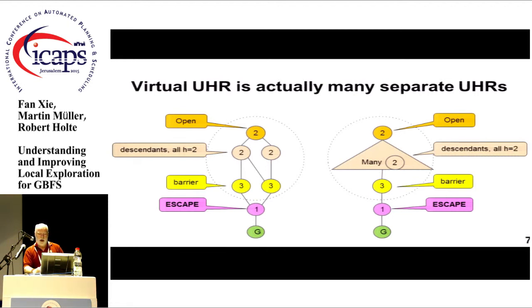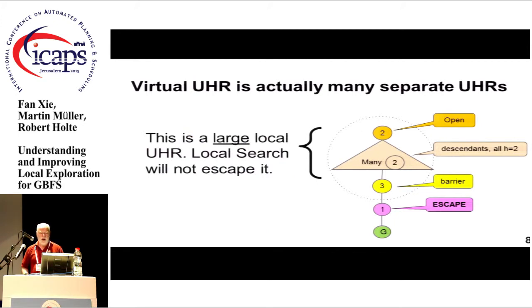And this is the observation that allows us to explain why local search is helping in many of these instances. So this is what we call a large local UHR. There are many nodes. It's really got the same problem that GBFS has: there are just way too many of those nodes, the descendants with H equal to 2, followed by a barrier for local search to do any good. So local search is just going to be stuck like everybody else.